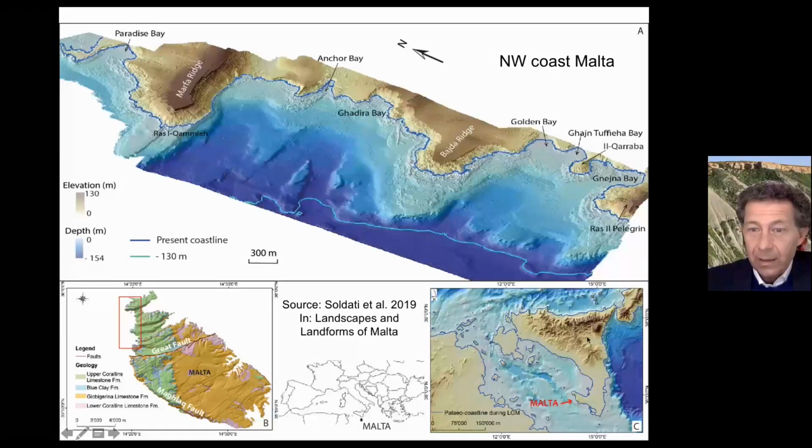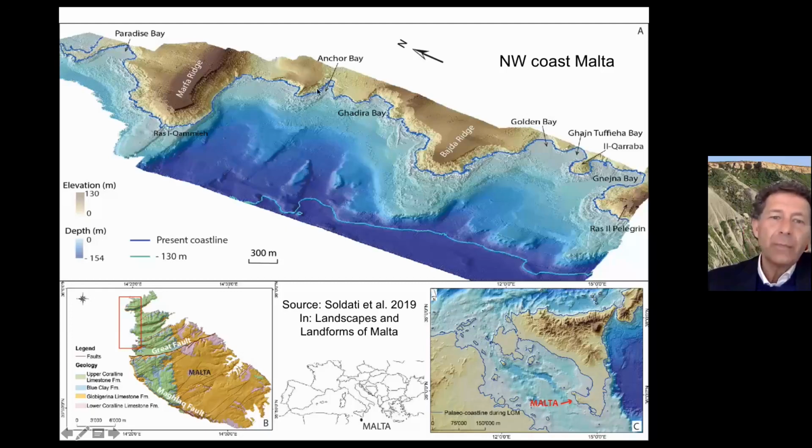At that time, this was the situation. The Maltese Islands were not islands, but they were connected with Sicily. This is Italy, I mean the Italian peninsula, which was linked to Sicily. So the paleogeography was very different at that time. And you can see the difference between the coastline at that time and the coastline today. Here the promontory, here Papaya Village.